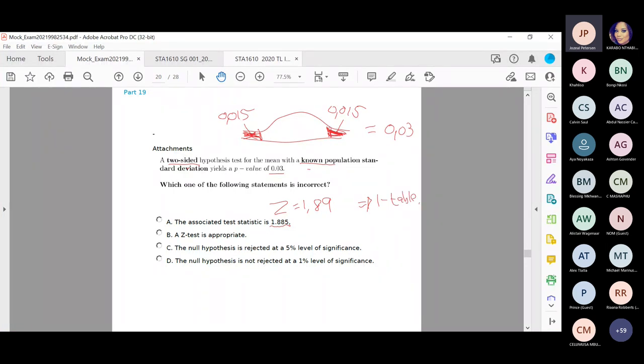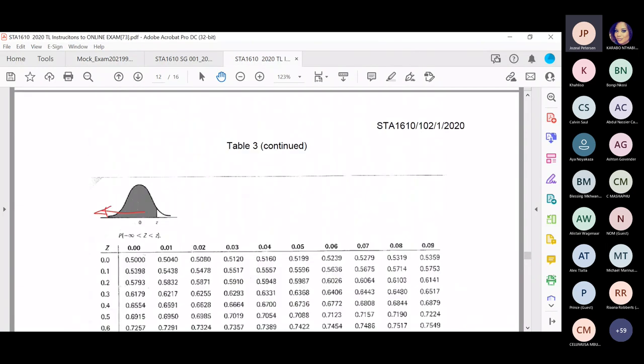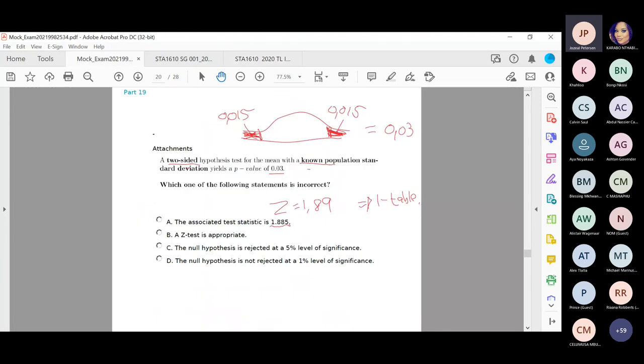So let's go. We're looking for 1.89. On the positive side, we go look for 1.8, and 9 is the last column. And that is the value we are looking for. So that is 0.9706. I think on this question actually as well.